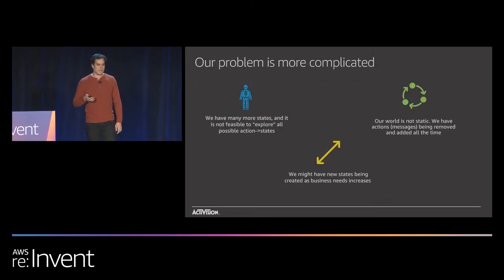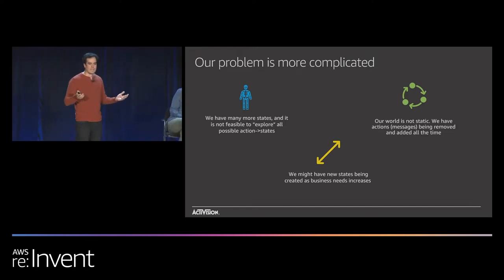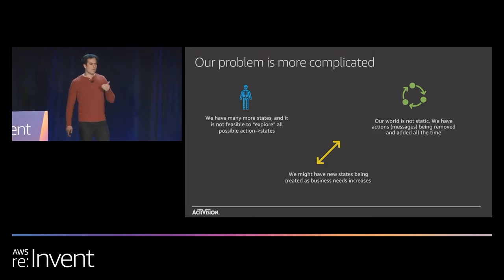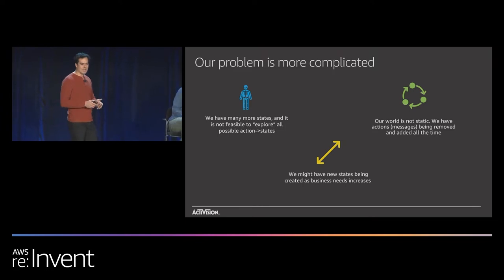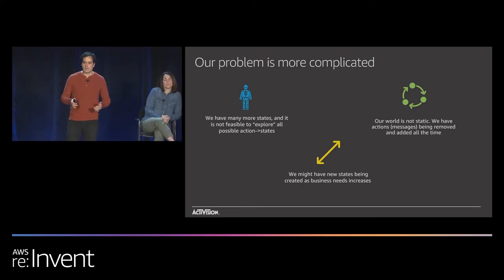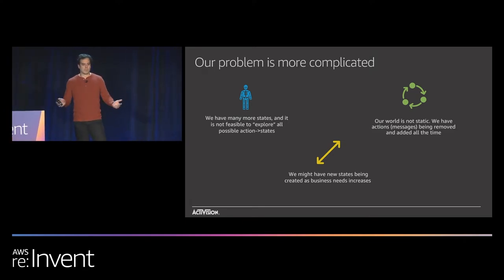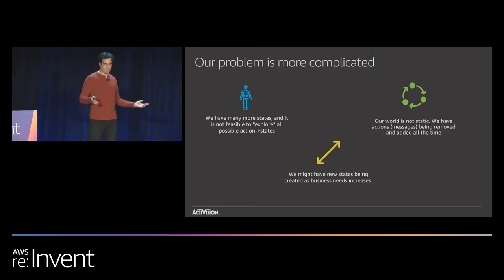You probably start to realize that our actual problem is much more complicated than the classic reinforcement learning problem, because we have so many states. We actually have hundreds of thousands of states to explore. In that previous example, we were learning the value of taking an action in a specific state. But when you have hundreds of messages and hundreds of thousands of states, there's no way you can explore all those pairs and learn the value of each one of them. It's too much stuff to explore.